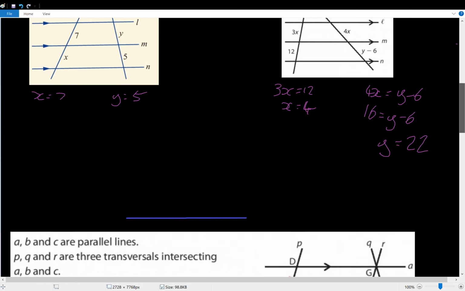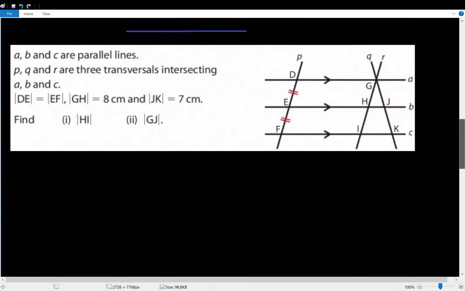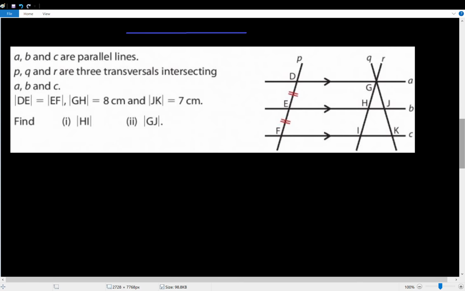But this still holds even when you get diagrams with three transversals, like this. So in this one, we can see that A, B, and C are the parallel lines. P, Q, and R are three transversals this time. So we're looking at three different transversals, and they're intersecting A, B, and C. And you can see clearly marked on P that P has been cut into equal sections by the three transversal lines. So the distance between D and E is the same as the distance between E and F. That means that G to H will equal H to I, and G to J would equal J to K.